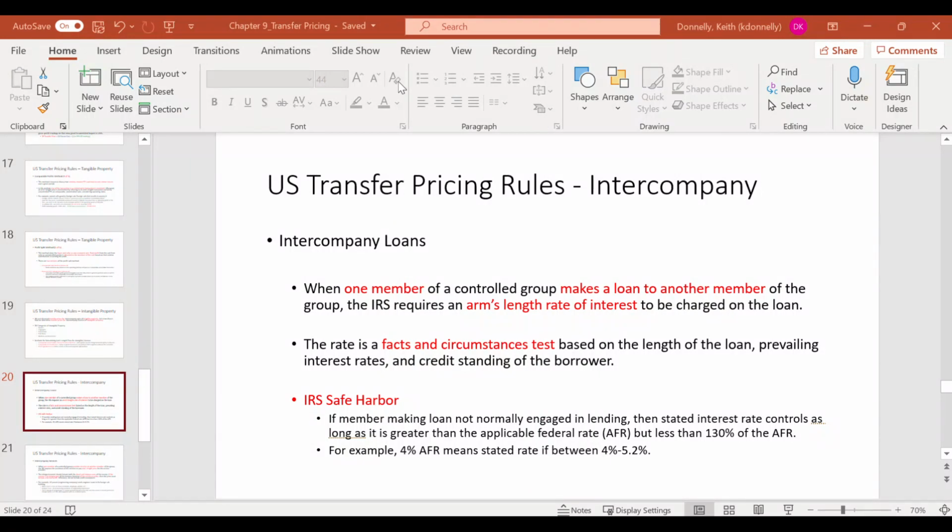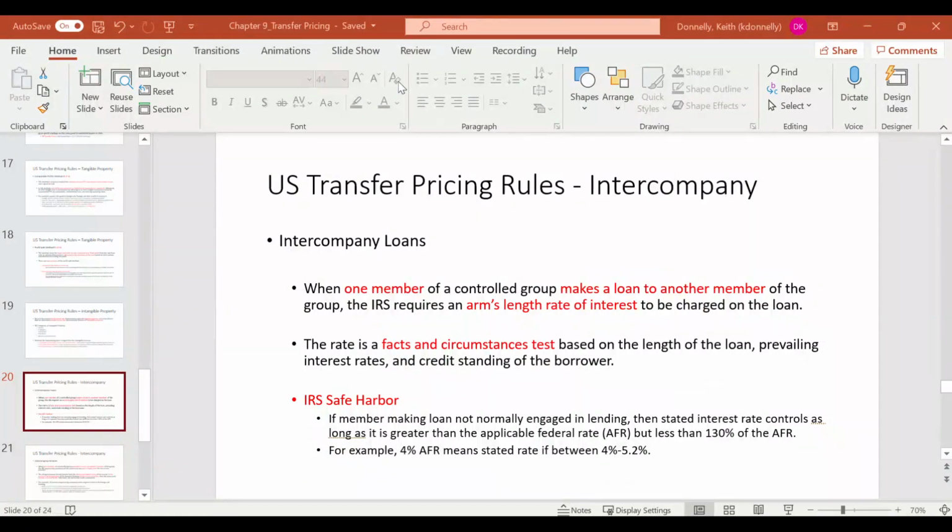Next thing here, right? Intercompany loans. What happens if A wanted to loan money to B, right? How do we set an interest rate on this? So when one member of a controlled group makes a loan to another member of the group, the IRS requires an arm's length rate of interest to be charged because in this case, right, somebody's getting interest expense, which is going to reduce taxable income.